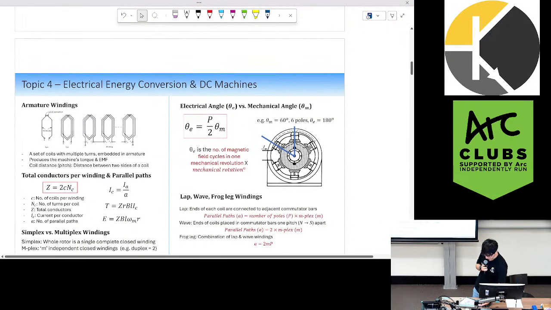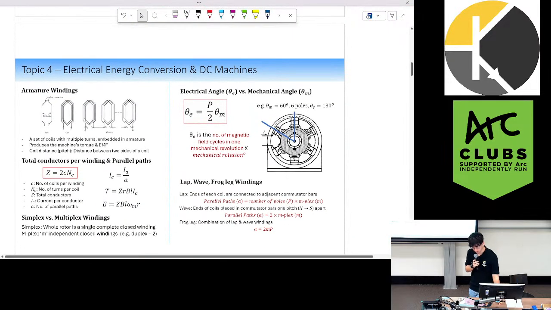Cool. So armature windings. Each DC machine will have 1, 2, maybe 3 windings in total, and each of those windings is made up of coils. Each of these coils being represented here. Each of these coils is made up of turns, and these coils are connected together end to end to create an entire winding.